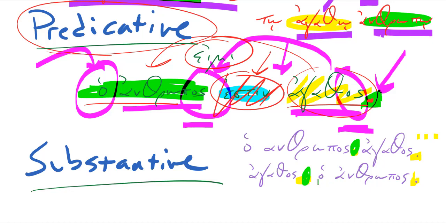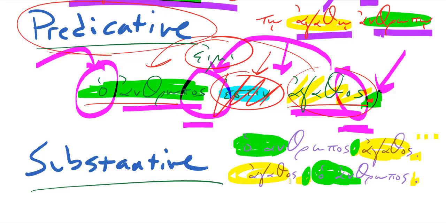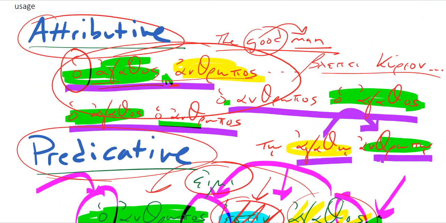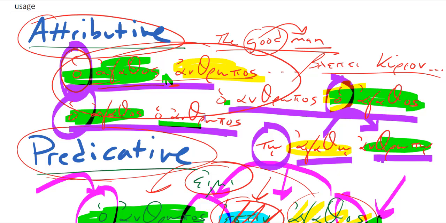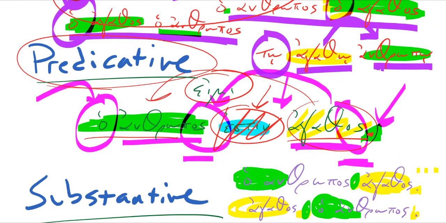When it does, notice the subject nominative usually, almost always has the article, and the predicate use of the adjective will not have an article in front of it. That's different from the attributive, where we saw with consistency the attributive use of the adjective usually has the article in front of it, and the noun it's modifying may or may not.